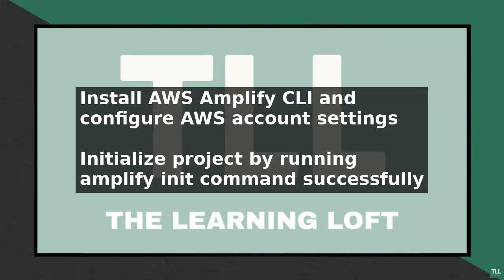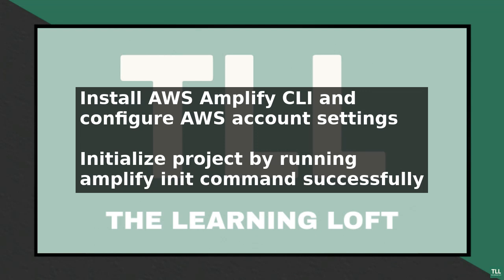To set up AWS Amplify API category, start by installing the AWS Amplify CLI and configuring your AWS account. Once installed, navigate to your project directory and run the command amplify init to initialize your project. Next, create a new API by running the command amplify add API and choose the REST or GraphQL option.